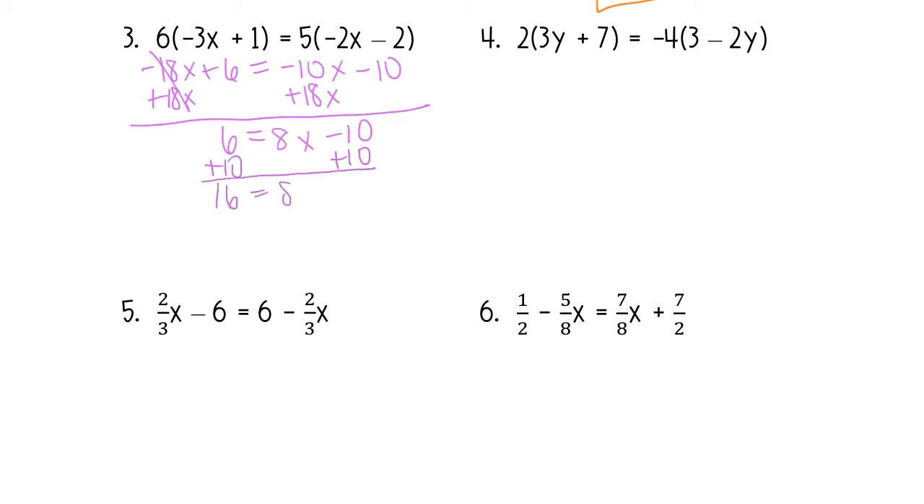16 equals 8x. Those 10s cancel out. We want to get x alone, last step, divide by 8. And I get 2 equals x. x equals 2 is our solution.